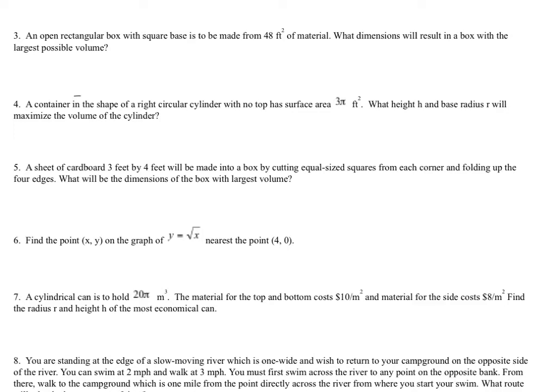In this video, we're going to work through the optimization problems from the Miss Brown worksheet: 3, 4, 5, 6, and number 9. So number 3: an open rectangular box with a square base is to be made from 48 square feet of material. What dimensions will result in a box with the largest possible volume?